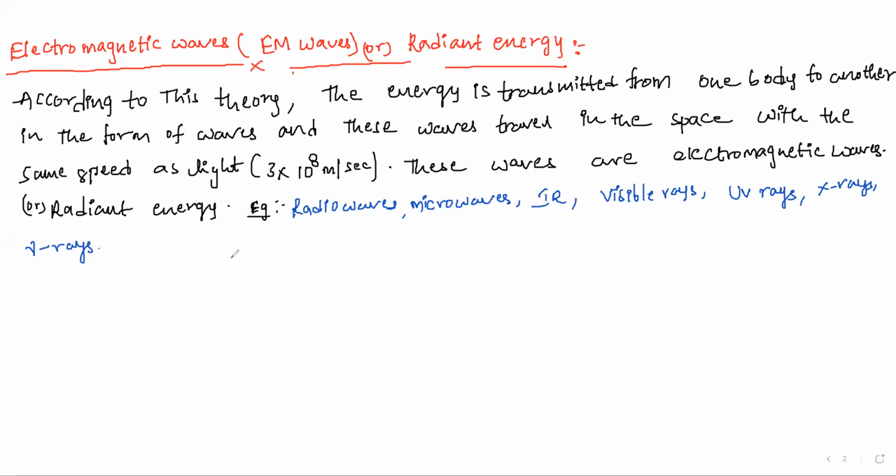Simple enough. For example, if any body propagates in the space, it produces waves like this. These waves are called electromagnetic waves or radiant energy. Okay, these travel in the space with the same speed as light, 3 into 10 to the power of 8 meter per second.